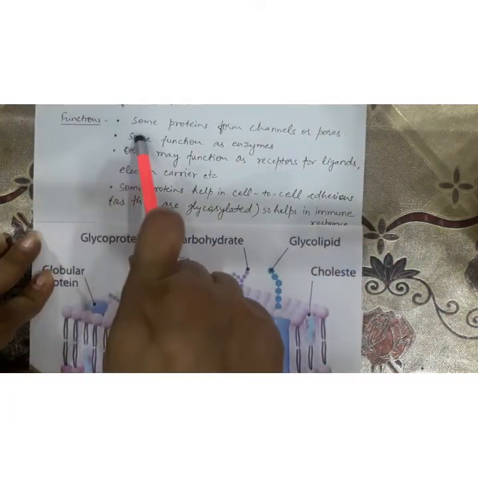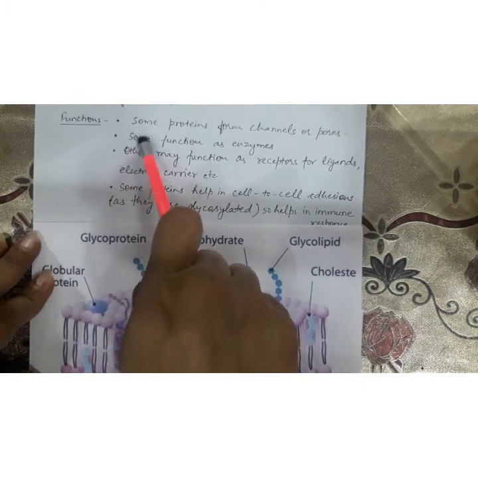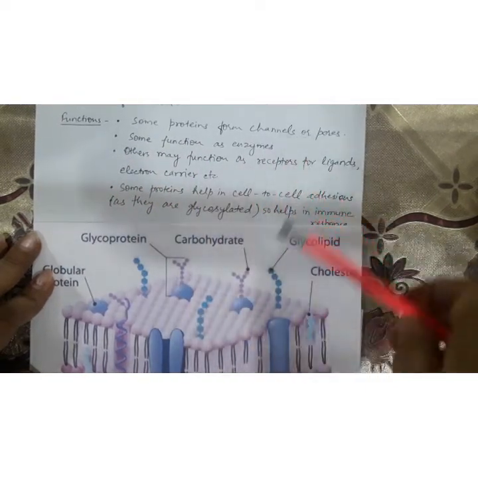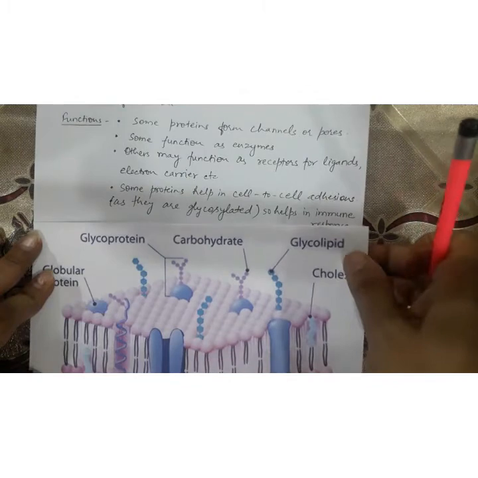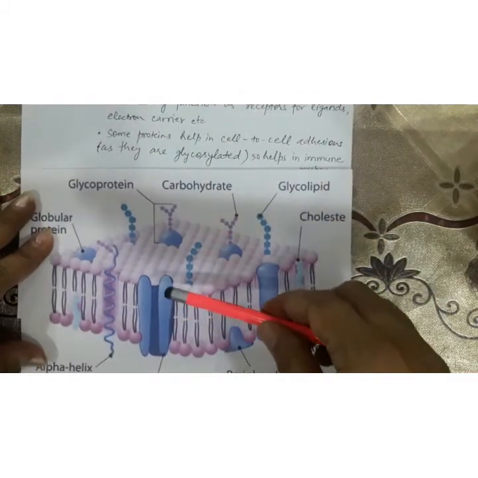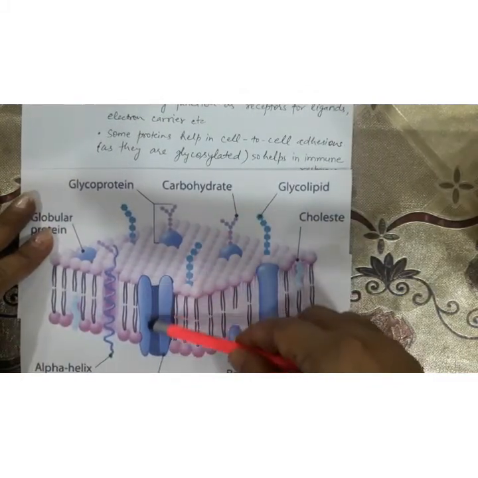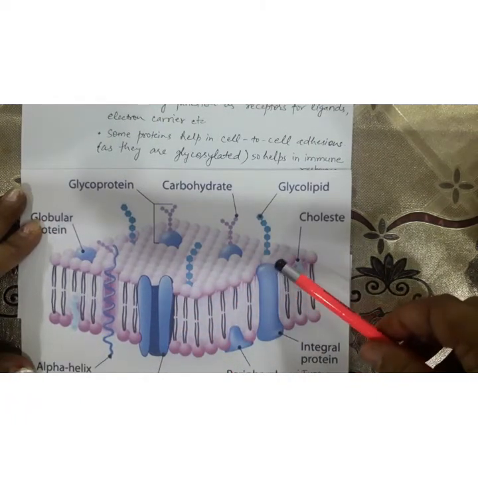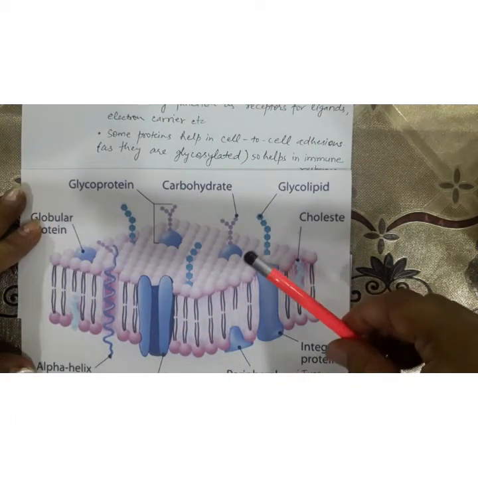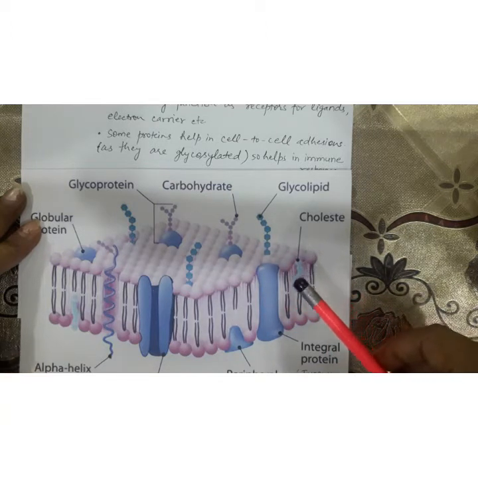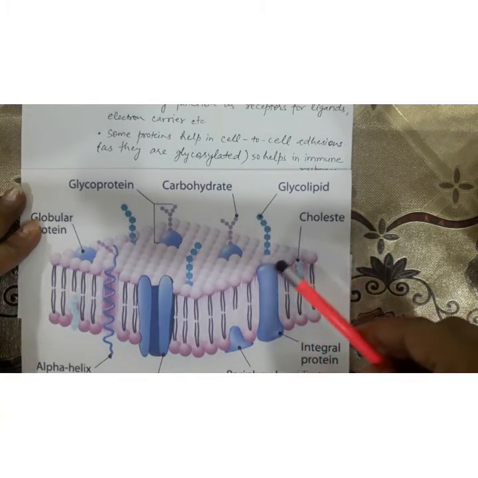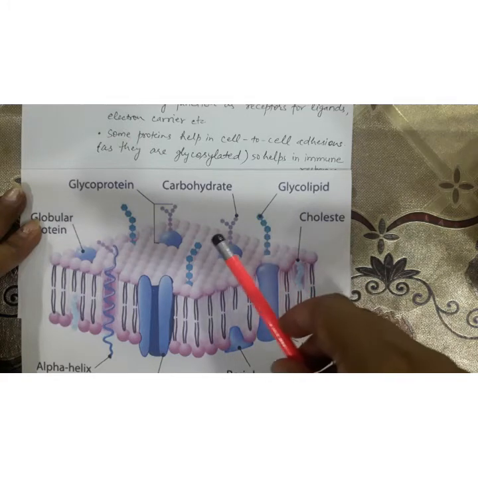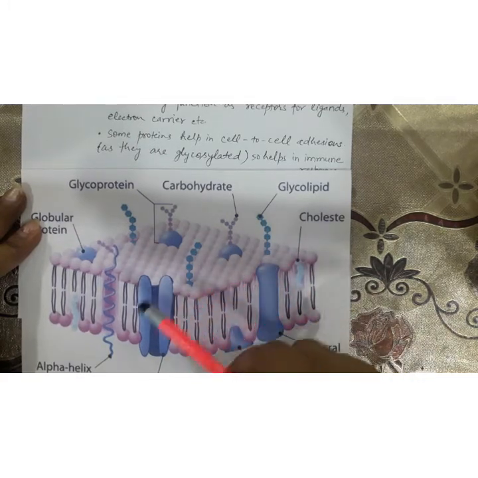The main function of proteins is that some of the proteins form channels or pores. You can see over here that the channel proteins are present. Some function as enzymes. Others may function as receptors for ligands or as electron carriers, etc.